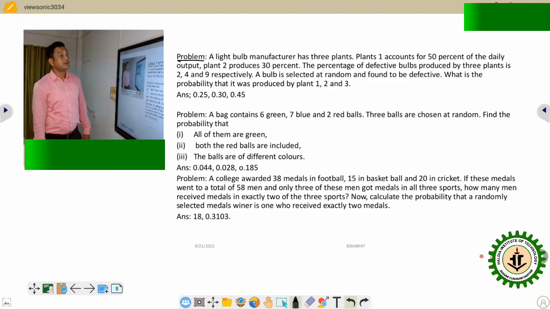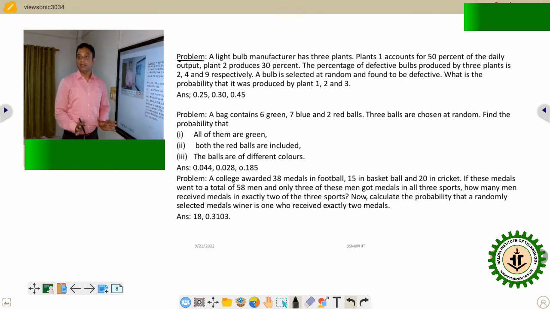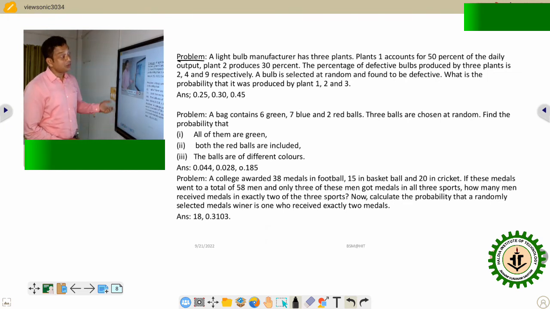What is the probability? This is the question. A bulb is selected at random and found to be defective. That means you know the bulb is defective. This is known to you. What is the probability that it was produced by plant A1, A2 or A3? So let us do this.